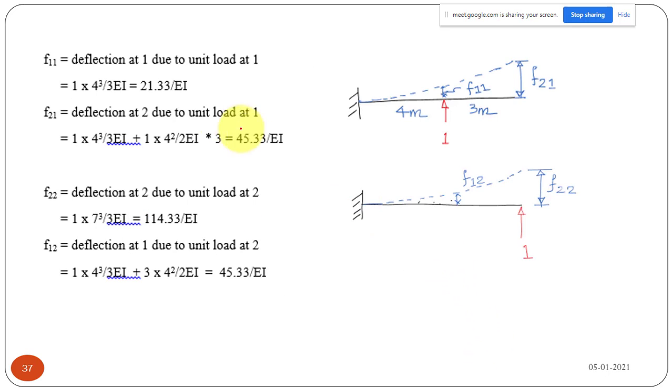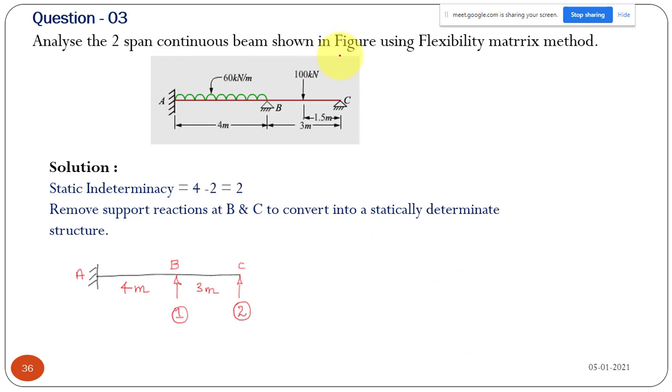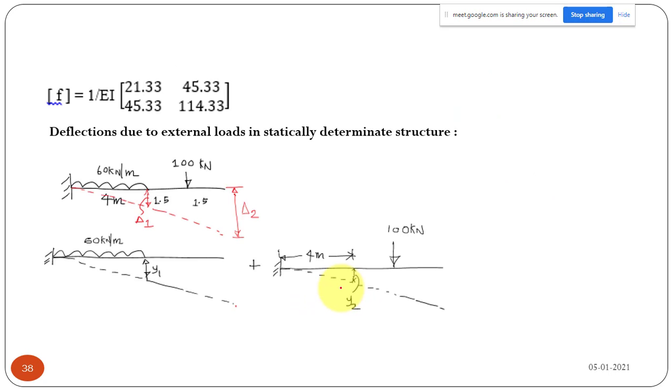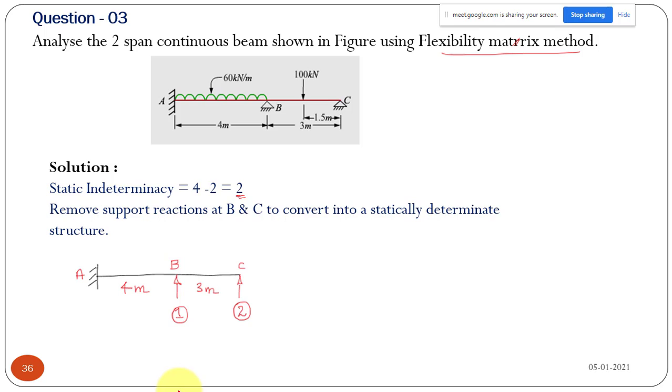So we can see a two-span continuous beam is given and analyzed using the flexibility matrix method. It is a 10-mark question if it is a subjective exam. First we find the static indeterminacy, which is 4 minus 2, so 2. Remove 2 supports, RB and RC, to convert it into a statically determinate structure. Take this as coordinate 1 and this as coordinate 2, RC and RB. Now we have the determinate structure, and first we can develop the flexibility matrix.